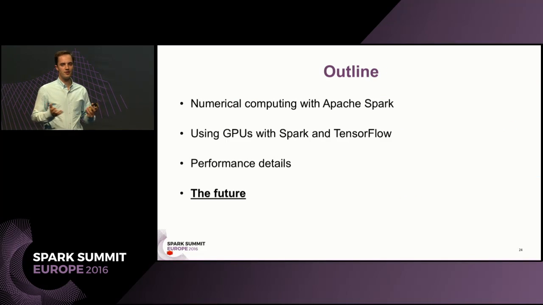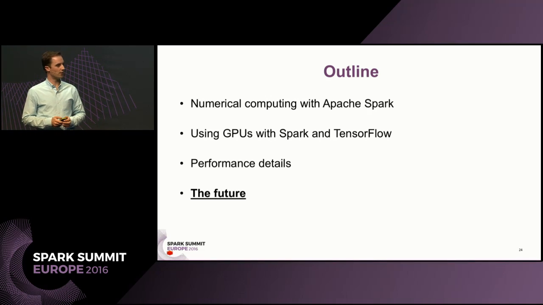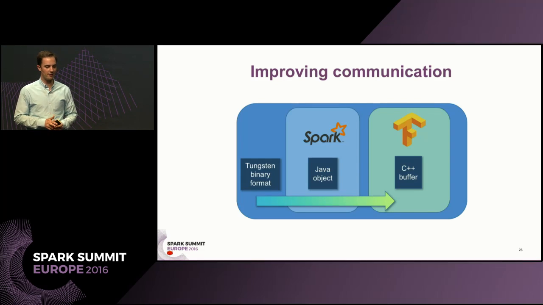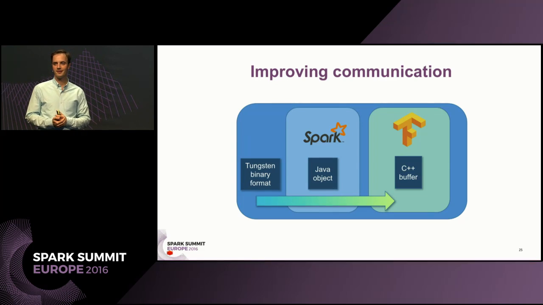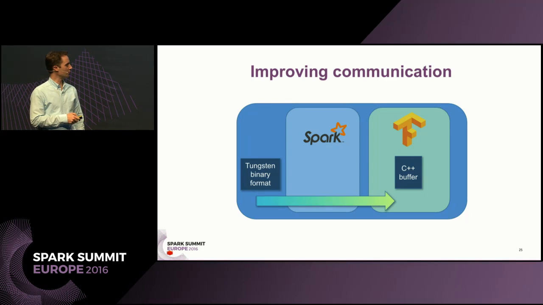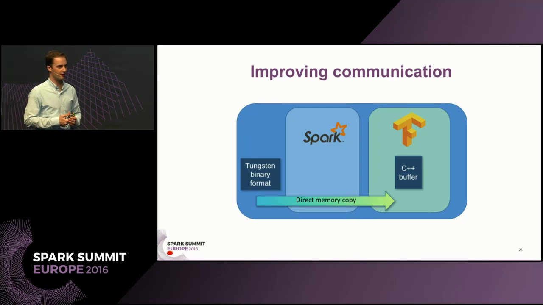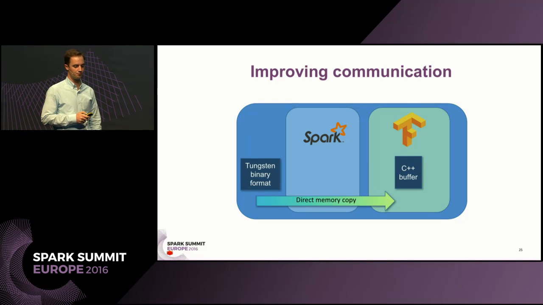So, of course, this project is far from being done. And what else do we have in store? As I was mentioning, a lot of time is still spent on communication, and right now we still have this conversion to a Java object in between. What we would like to do is directly take the data from its binary representation in Tungsten and directly copy it into the C++ buffer that TensorFlow can then process.